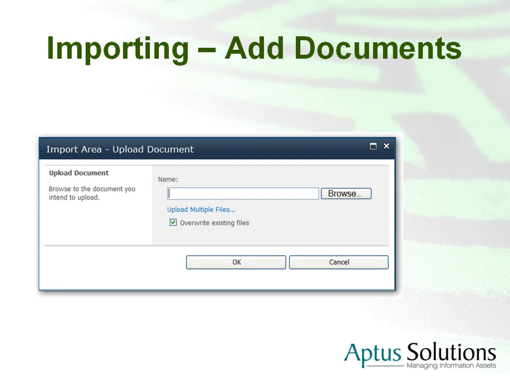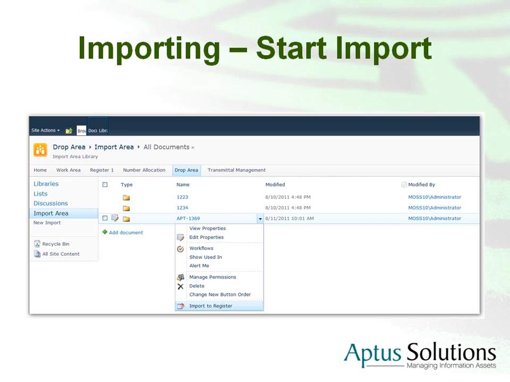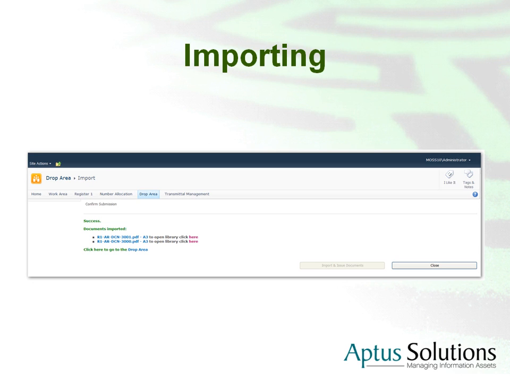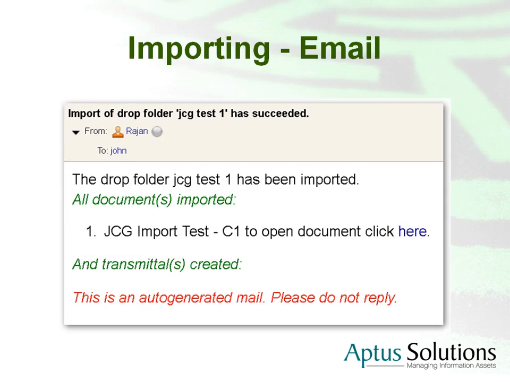Then we add documents using standard SharePoint upload document. Once the documents are in the folder, we would select to import to register, which will initiate the import. And during the import, yourDCC will put the documents into the structure based on the document type and discipline codes, or if the structure for these particular ones doesn't exist, yourDCC will create that structure. After the documents are imported, a success email will be issued out.